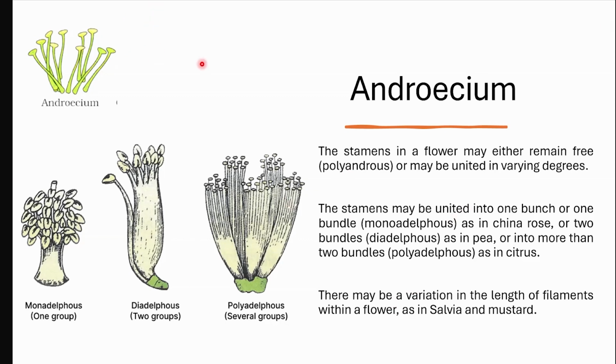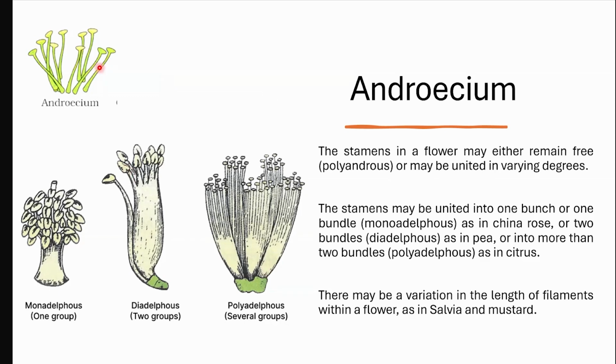Again, if they are united into one bunch, it is known as monoadelphous. Examples of monoadelphous stamens are seen in China rose, right? If they are present in two bundles, it is known as diadelphous. An example of diadelphous is the pea, right?